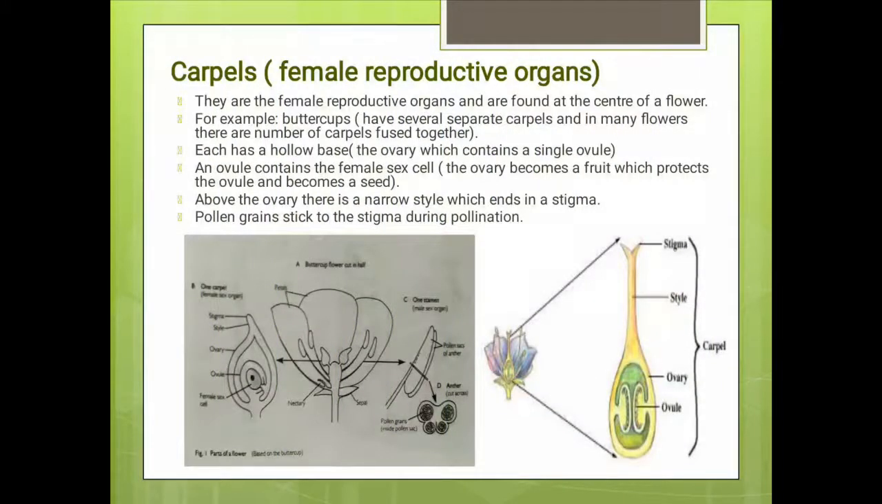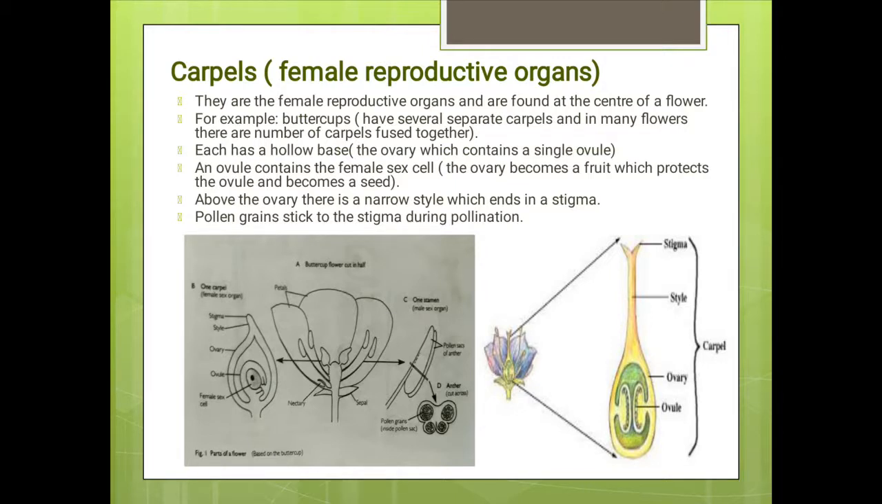So starting with carpels, flowers also have sex organs, and carpels are the female reproductive organs which can be found at the center of the flower, and all of them consist of a hollow base called the ovary which contains a single ovule. And most importantly, the ovule is where the female sex cells are. Eventually the ovule becomes a seed. The ovary becomes a fruit just to protect the ovule, which later becomes a seed.